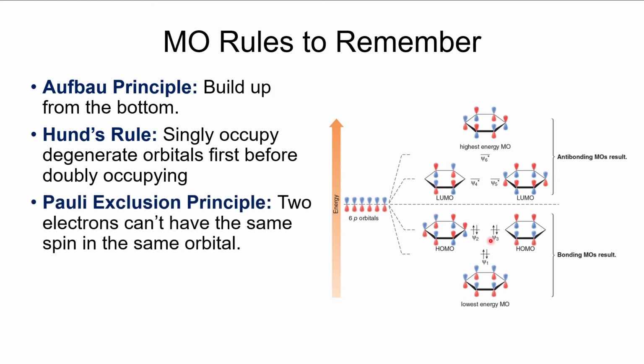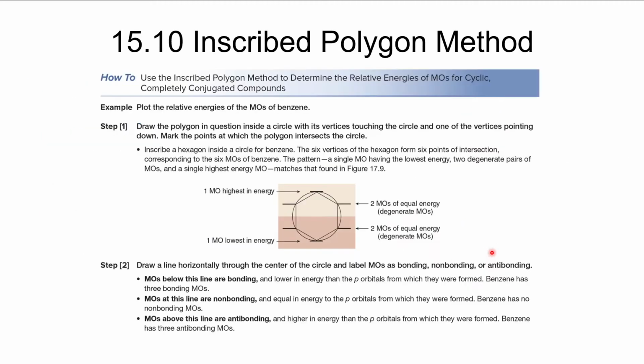Our third rule is the Pauli exclusion principle. It tells us that whenever we have electrons in an orbital, they have to have opposite spin. In other words, you can't have 2 electrons in the same orbital with the same spin. All right, so that's sort of our basics when it comes to MO theory.